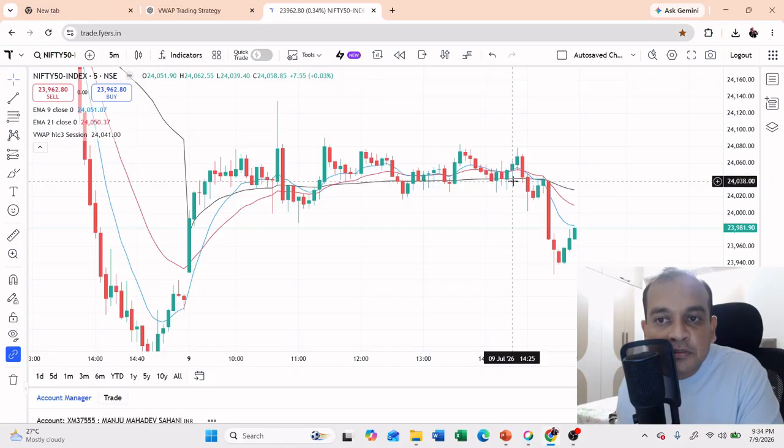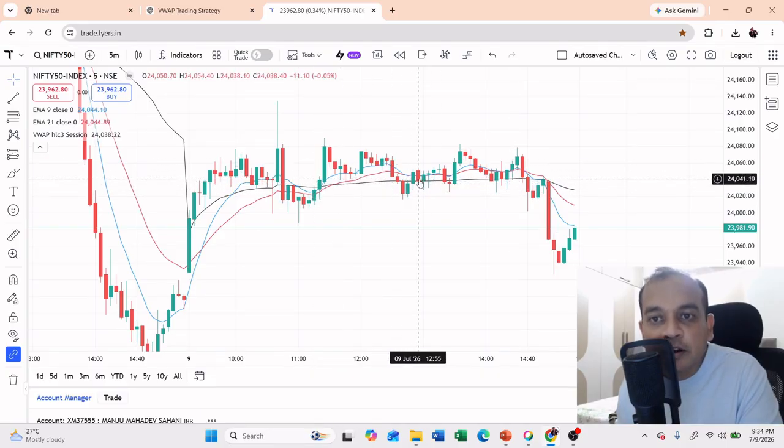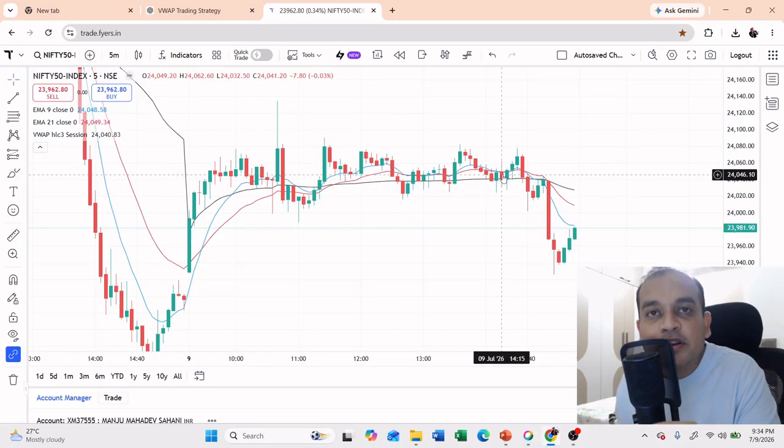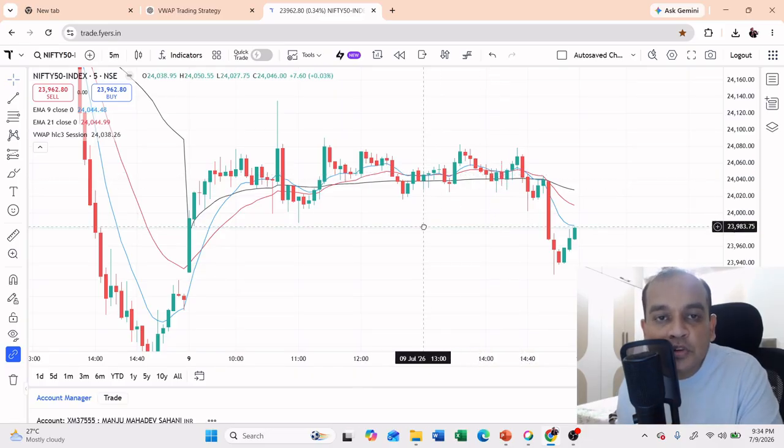In fact, the 9 and 21 exponential moving averages also had repeated crossovers. There was no clear signal that particular day in the market. So this is how you are supposed to use the VWAP.